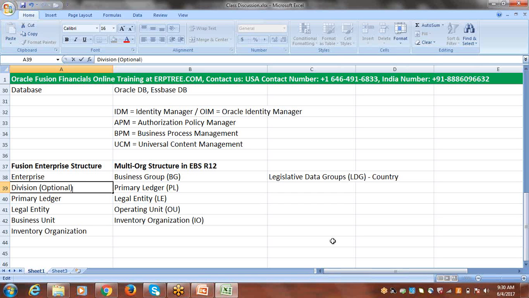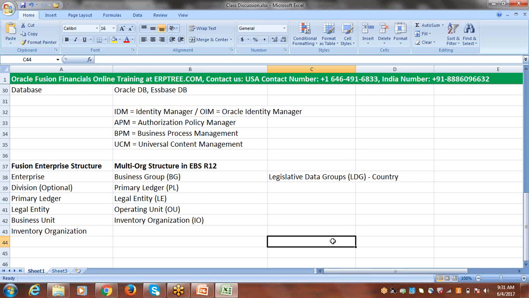Yeah, Lakshman, I have one question. Under division, if you have different divisions, you're going to define the chart of accounts as per requirement, right? Yeah, when you say chart of accounts, it's always connected to the primary ledger. Common ledger, right?